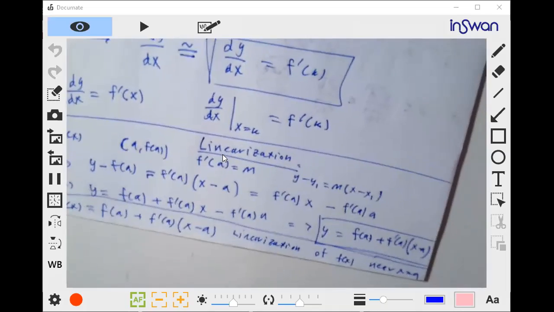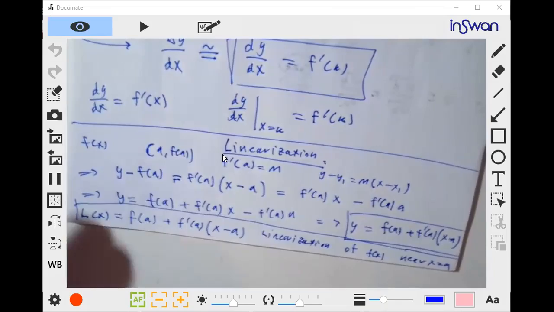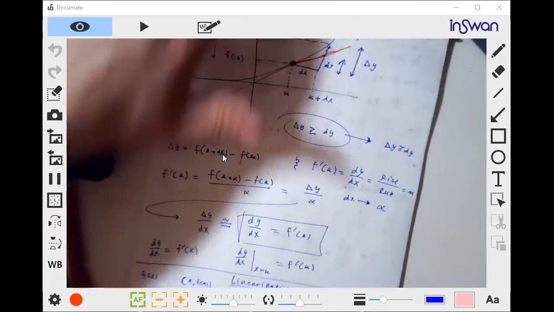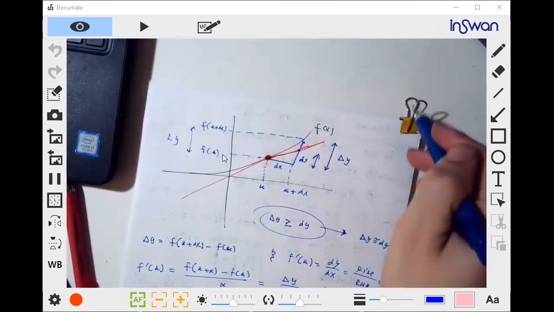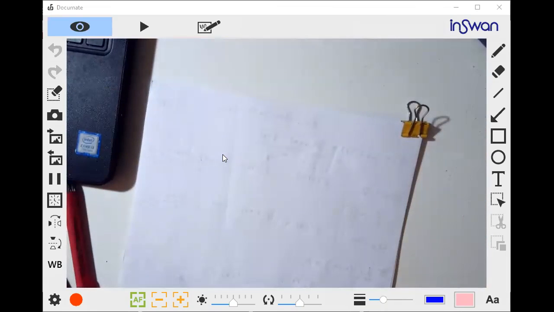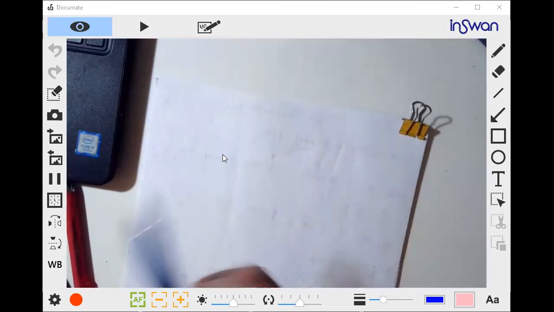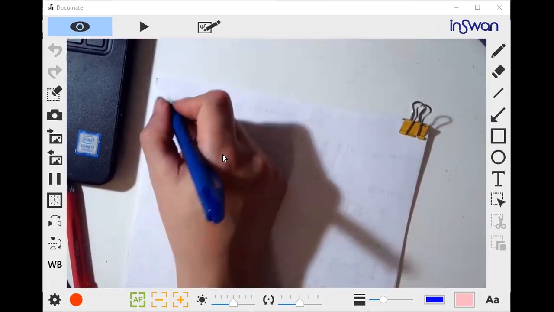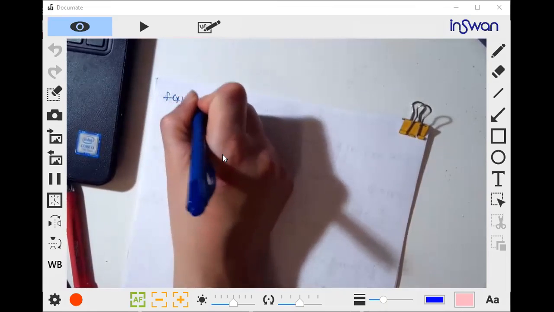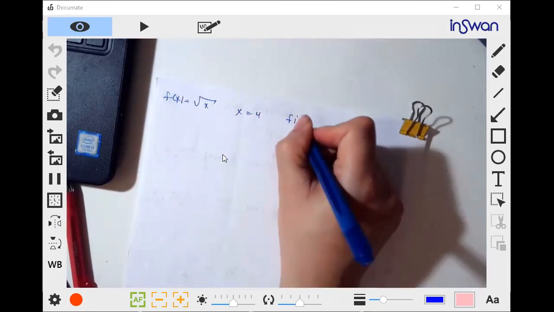So near the value x equals a, we can create a linearization of the function f of x. The function may not be a linear function. It could be very curvy and squiggly, but near the point x equals a, and slightly to the left and slightly to the right of x equals a, we can approximate it using the linearization. So how do we apply this to a real life situation? Let's take a function f of x equal to the square root of x. At x equals 4, find the linearization.